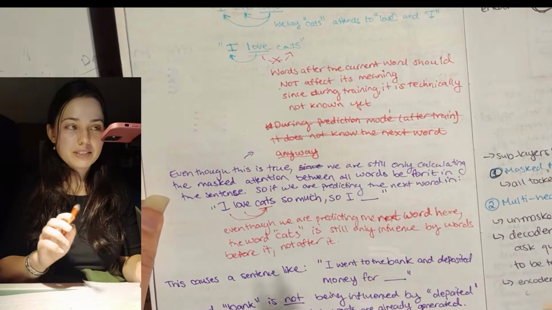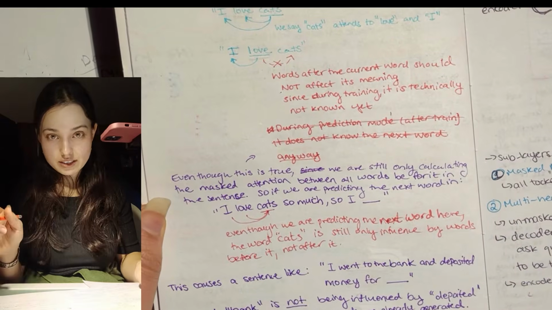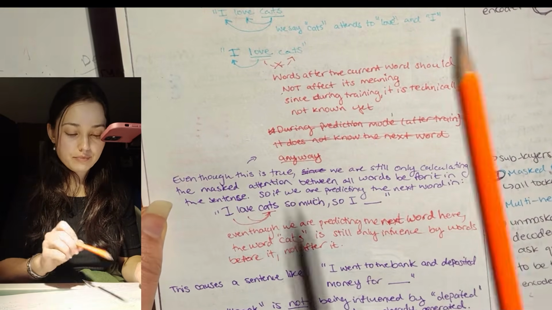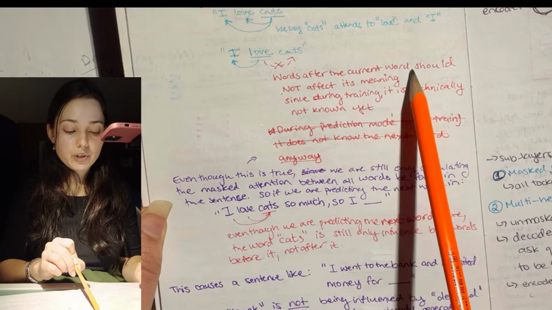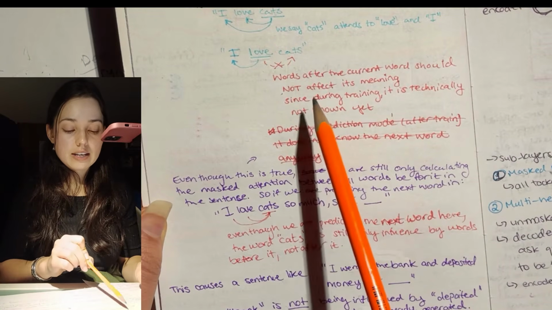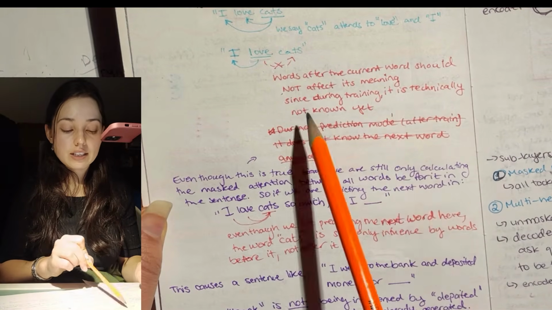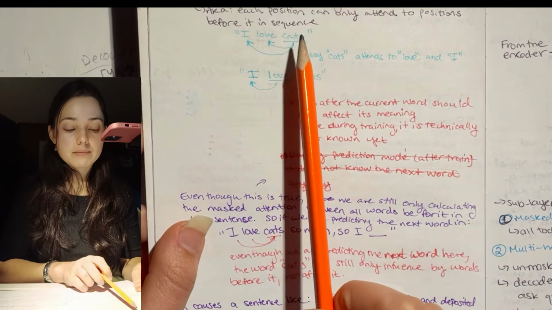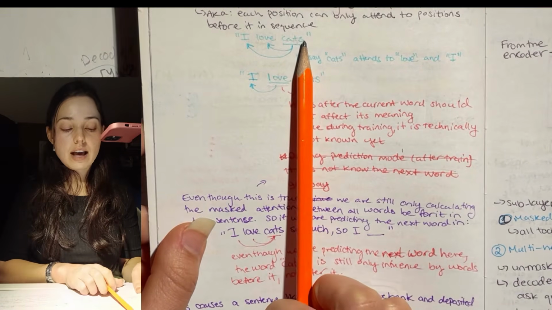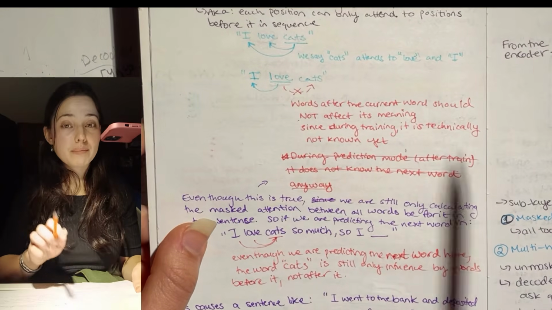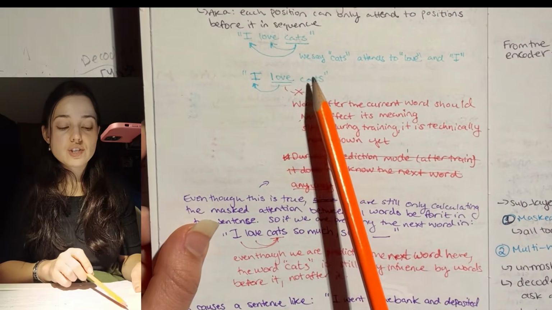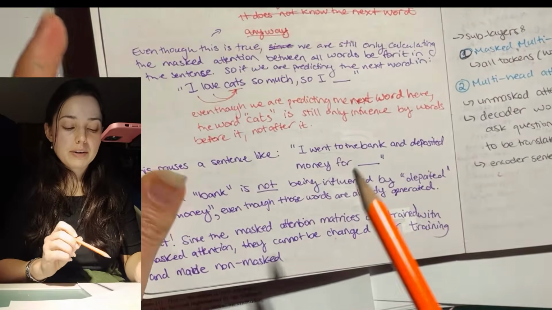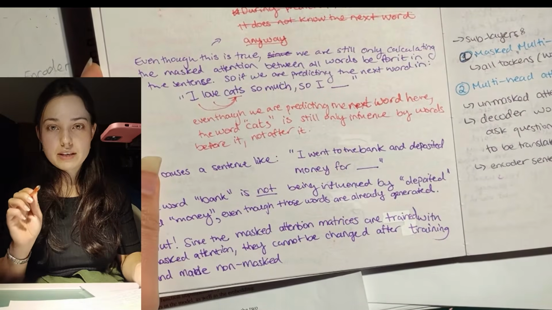Okay, so this is kind of my chain of thought here. I might have word vomited a little bit onto this page. Words after the current word should not affect its meaning, since during training it's technically not known yet. Okay, so that makes sense. Technically the words after each word have not yet been generated, so they shouldn't affect the meaning of the words before it. However, I was thinking about it, and there are some exceptions to this.